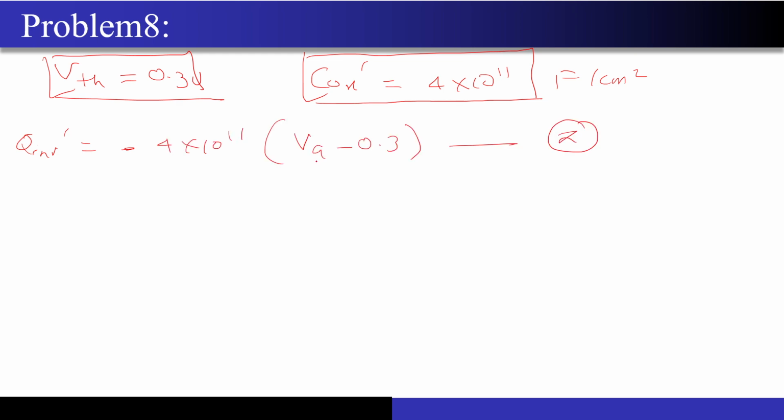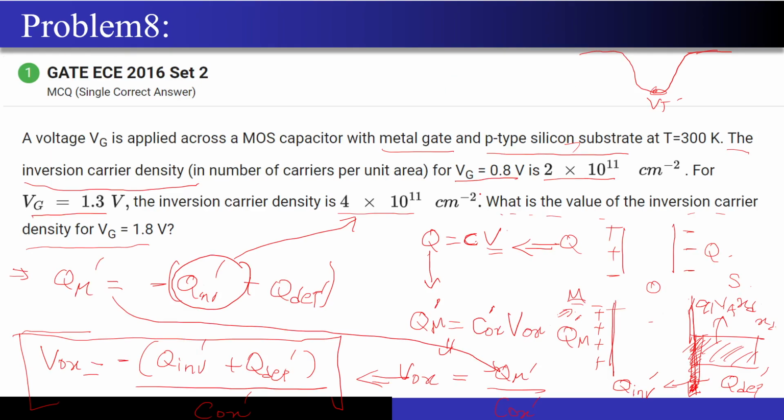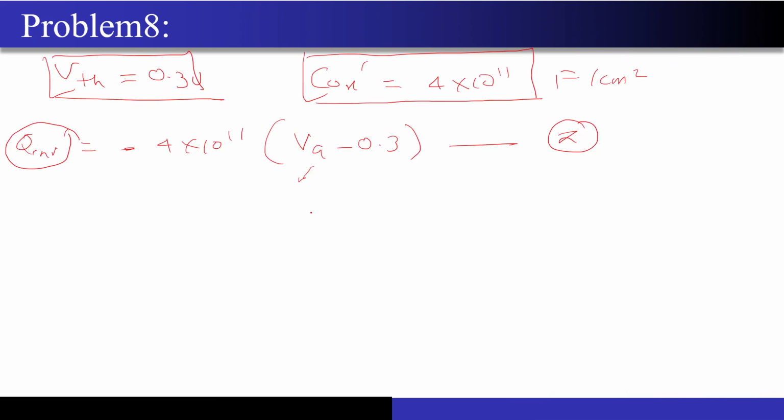For any particular value of Vg that the question will ask me, I will easily be able to find out the value of the inversion carrier density now. And this is exactly what they are asking. What is the value of inversion carrier density for Vg equal to 1.8 volts, right? So now let's substitute Vg equal to 1.8 volt over here. This is minus 4 into 10 to the power 11, into 1.8 minus 0.3, right? This will be nothing but your Q inversion dash, right?